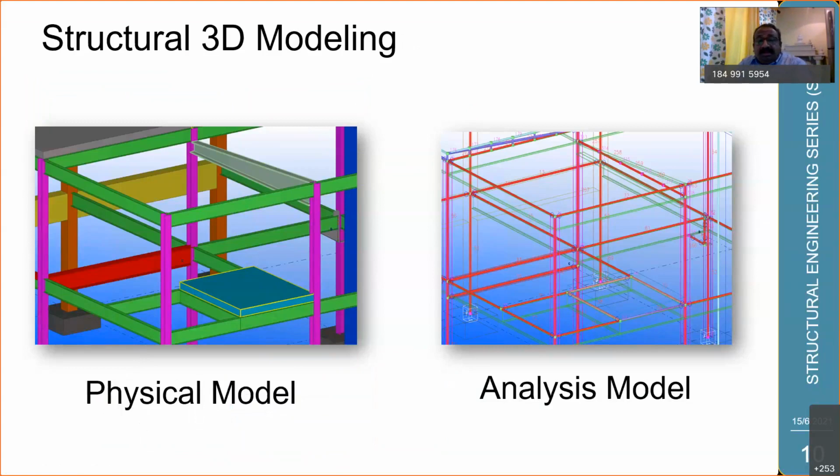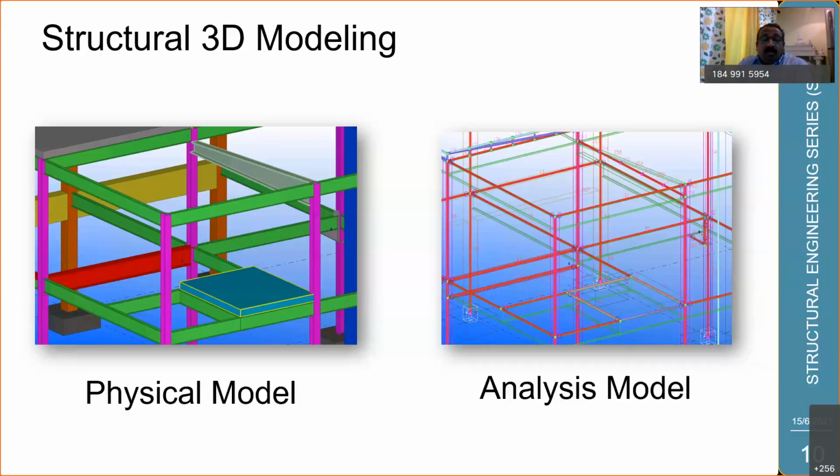When you start building the structural 3D model, it is very important to see the physical model and the analysis model. Most of the time, what happens is that when you start building the model, we ignore the secondary members. When you're doing the 3D finite element analysis, it is very important to add the secondary members also, because the stiffness of those members is missing. So we should not miss the secondary member stiffness, which is very important.